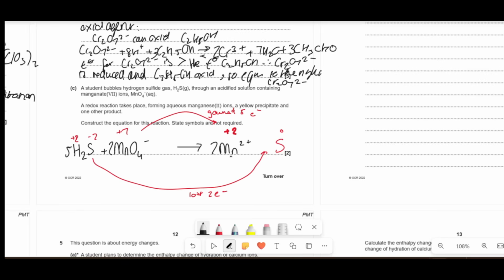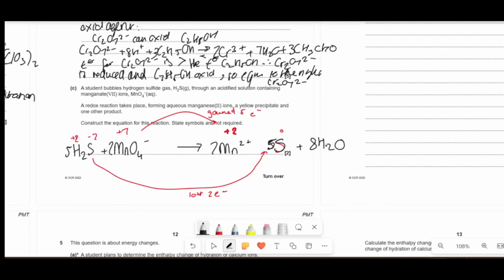So we've got 2 MNs here, 2 MNs here. I'm quite happy with that. And then if we look, we've got 5 S's here, so we're going to put a 5S there as well. And then we need to balance the oxygen. So we've got 4 oxygens here, but there's 2 of them. So remember, that's 8 oxygens. So we're going to add 8 H2O.